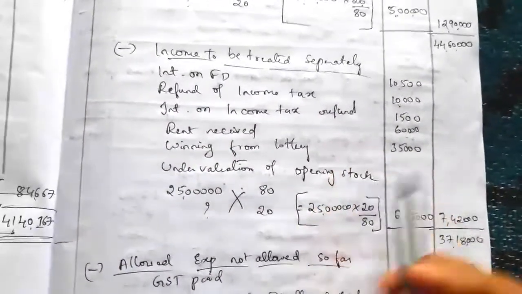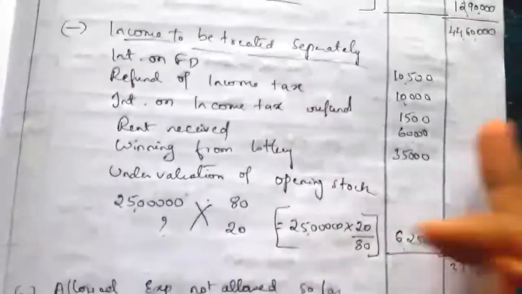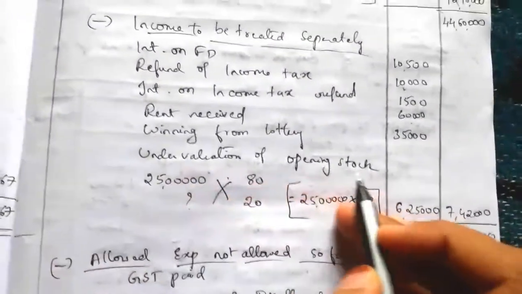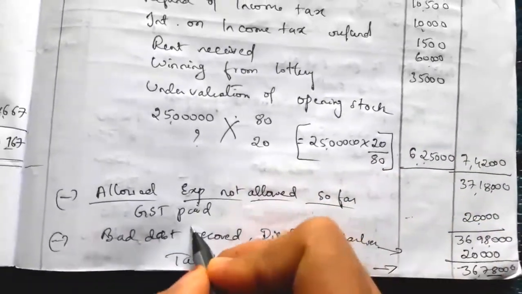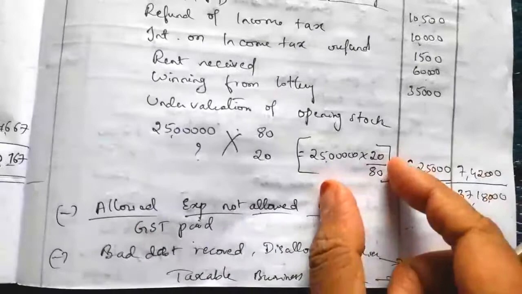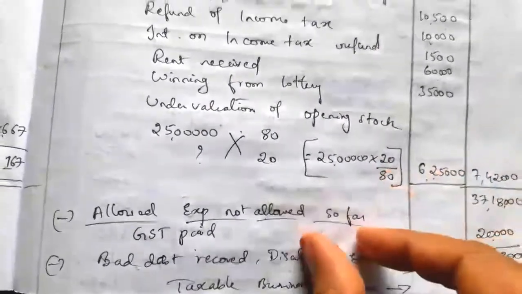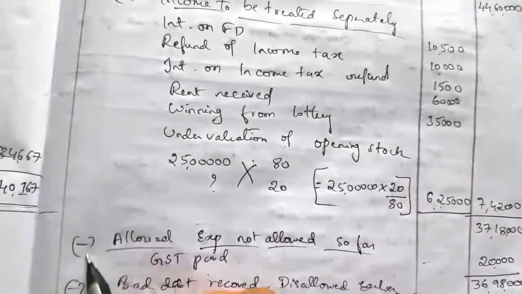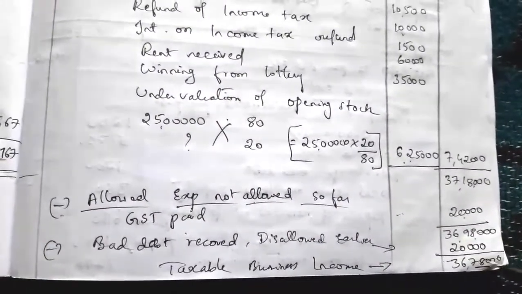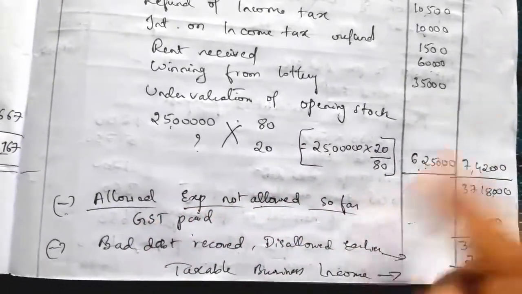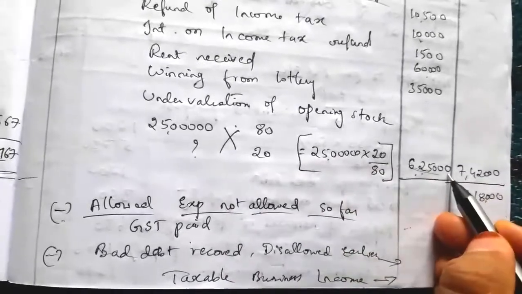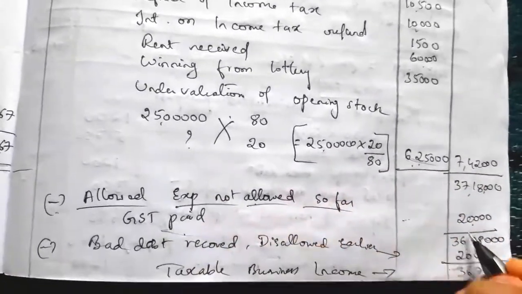See here we have taken undervaluation of opening stock under income to be treated separately. Income to be treated separate means it is a disallowed income. So instead of writing here 6,25,000, it is better to write under allowable expenses not allowed so far, because undervaluation of opening stock is an allowable expense not allowed so far. Because both are minus, the final answer will be the same, but for the treatment it is better to take under allowable expenses not allowed so far. So strike out this 6,20,000 and write here 6,25,000.